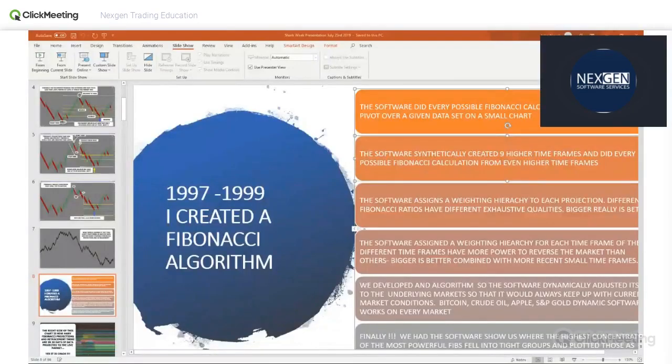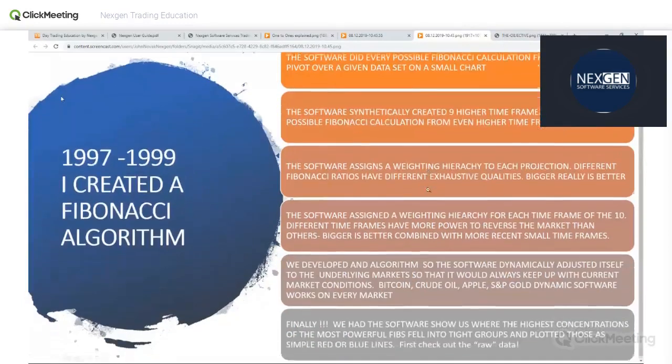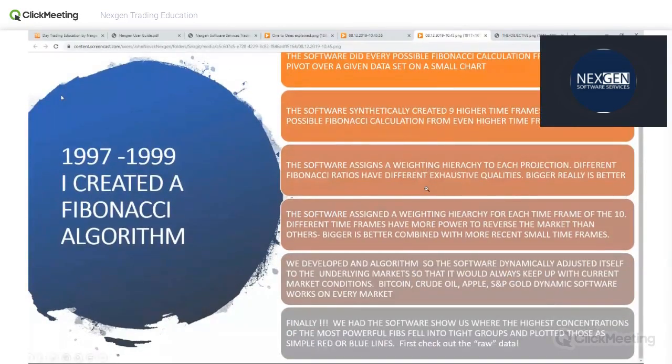And again, the software itself does every possible pivot, but there's a weighting hierarchy. It's just like, let's say you're going to the bar and you're going to get into a bar fight, and you're basically sizing up the competition. And there's a little 120-pound man who's mad at you, and you're like, I'm not really worried. And then there's a 290-pound man, looks like J.J. Watt, who's coming at you angry. You have to assign a weighting hierarchy to who you're going to run from first. So fibs are the same thing.